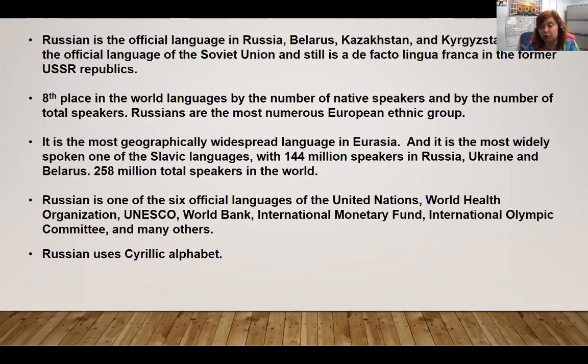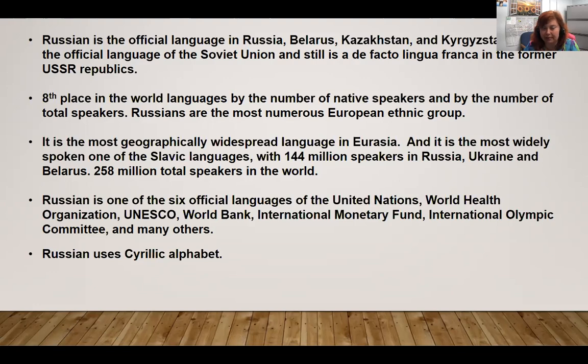The Russian language used to be the official language of the Soviet Union and is still a de facto lingua franca, or common language, for all former USSR republics. And there used to be 15 republics. Russia is one of them. So 14 different countries still use Russian as a language of communication between different nationalities.